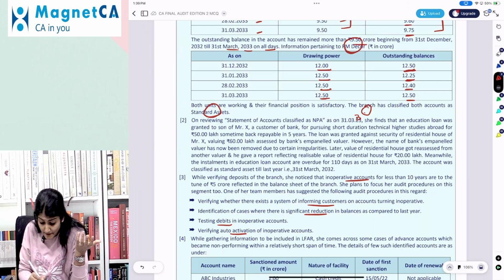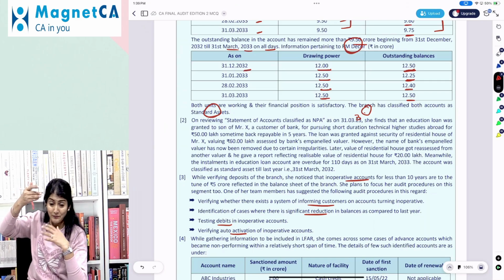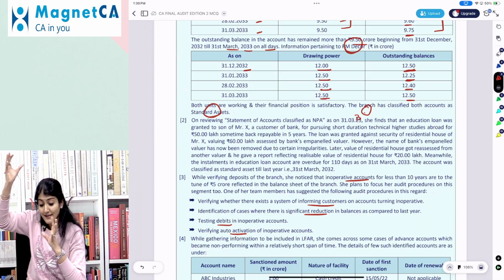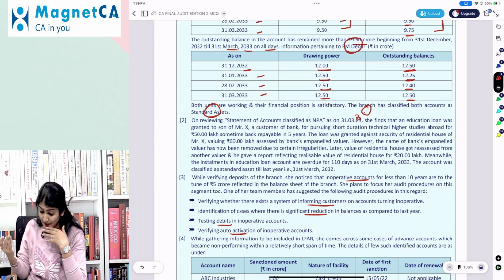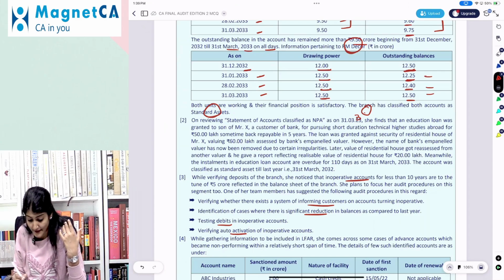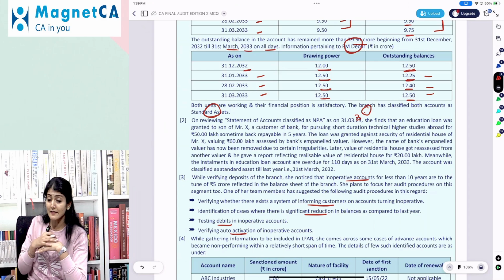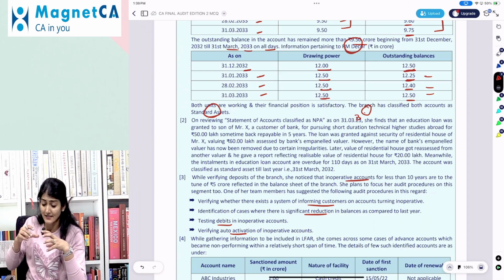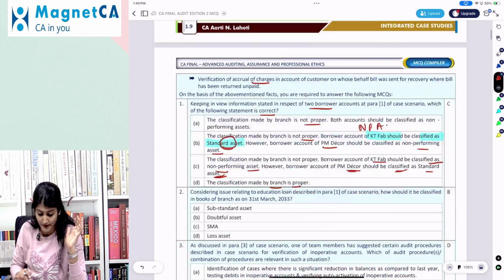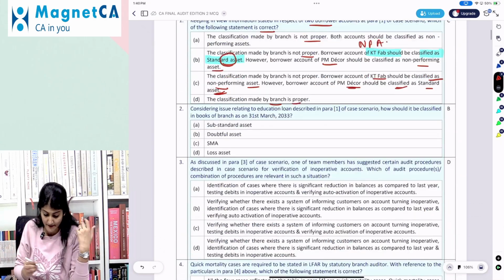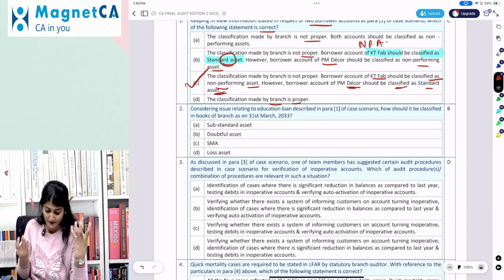Though on 31st December, on that particular date it had exceeded the sanction limit, later on, 31st Jan, 28th Feb, 31st March, has it exceeded the sanction limit? No, it has not exceeded the sanction limit. In the last 90 days it has not exceeded the sanction limit. That is why the second account can be classified as the standard asset. So the correct option would be C.